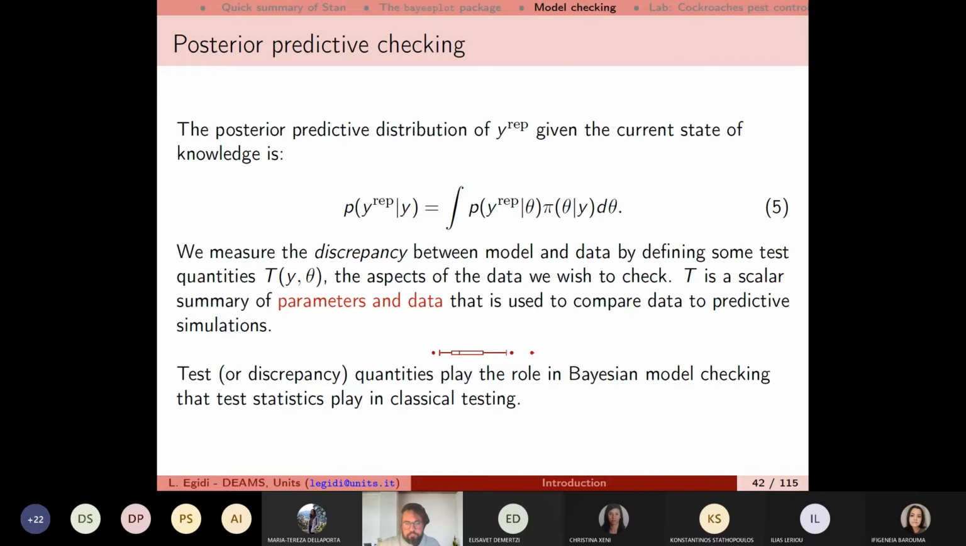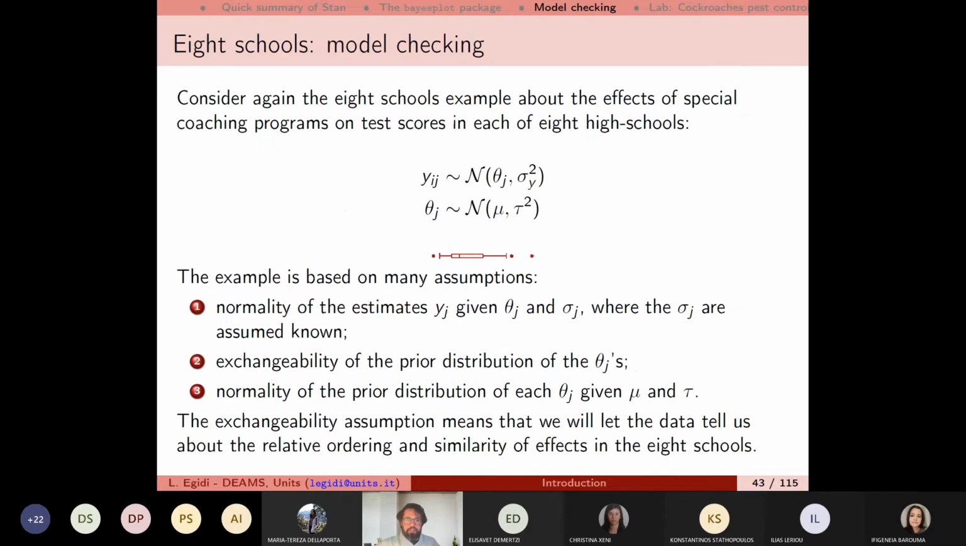So let's say that in the eight schools example, how can we do model checking? When I want to do model checking in this very, very simple example, and then we will have more advanced examples for more models, basically we have to take into consideration many things.